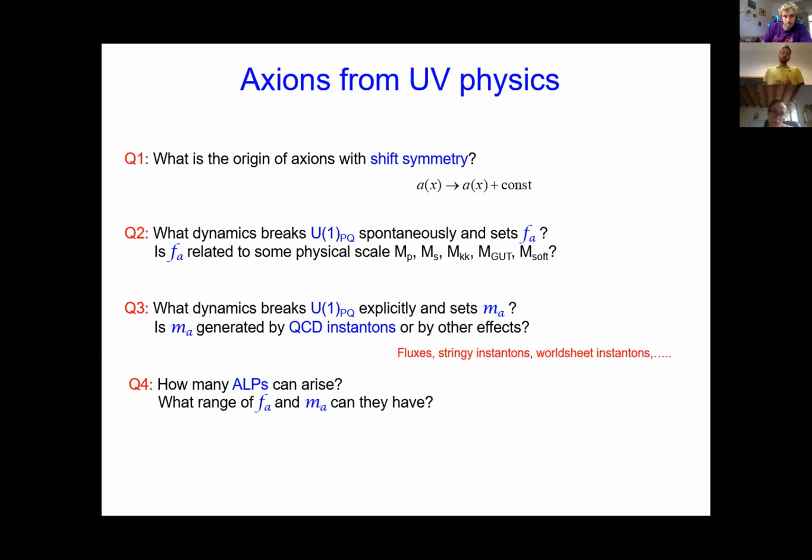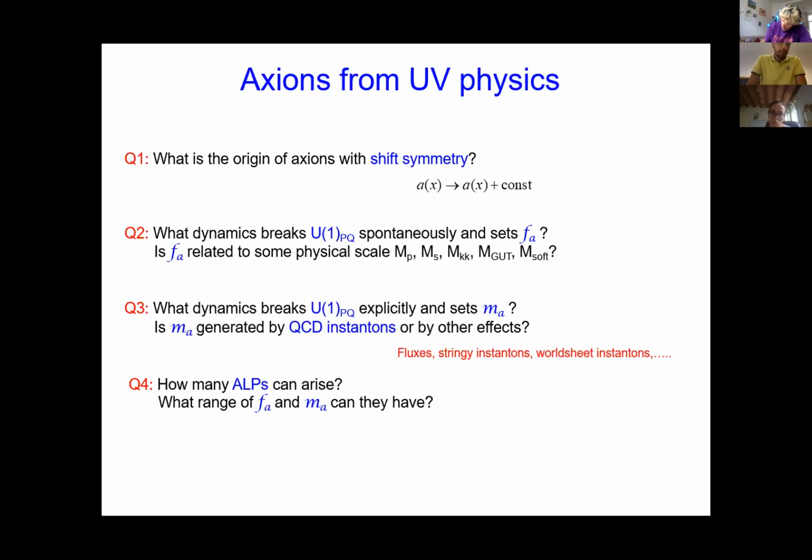On top of that, question 2, one would like to understand what is the dynamics that breaks the U(1) Peccei-Quinn spontaneously and sets the scale of the axion decay constant. And once you are in a UV complete theory, there are many scales that get determined at the same time. So one would like to understand if there is some kind of correlation between the axion decay constant and other scales like the Planck scale, the string scale, the Kaluza-Klein scale, the scale of grand unification, or even the scale of supersymmetry breaking, where you give mass to the supersymmetric particles. So this is M_soft.